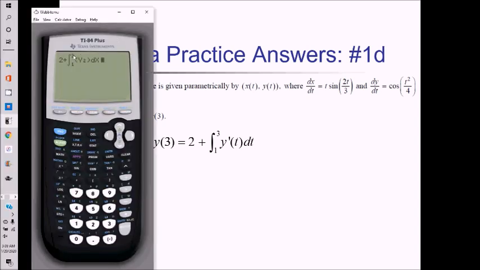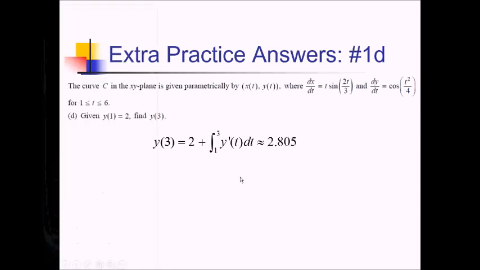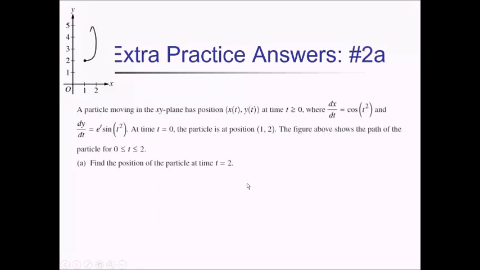And now for the calculator. So integral from 1 to 3, y2 is where we stored y prime. We still have that initial 2 that we're adding in there. And pressing enter gives us about 2.805. And we're done.